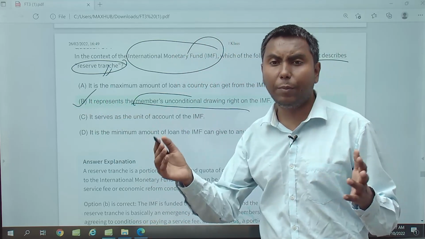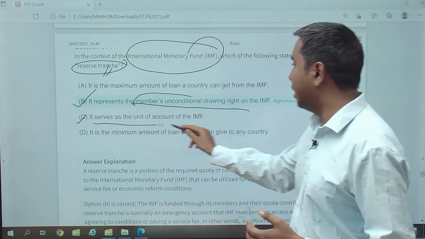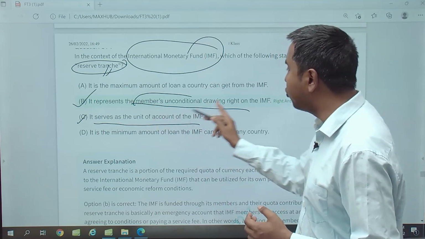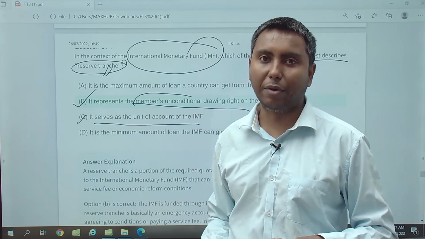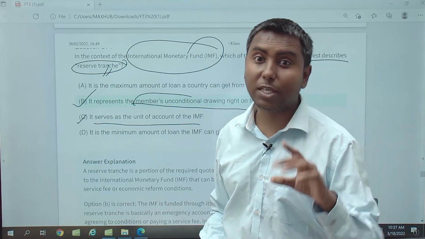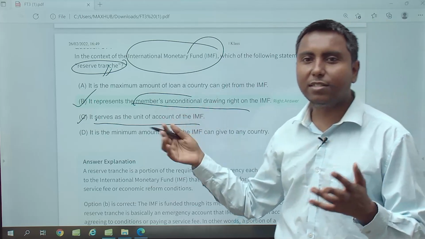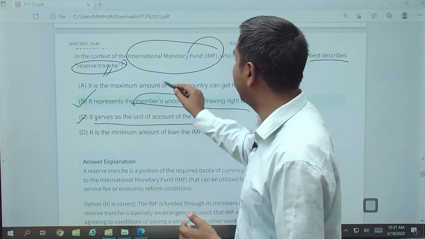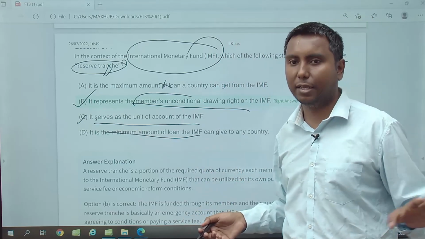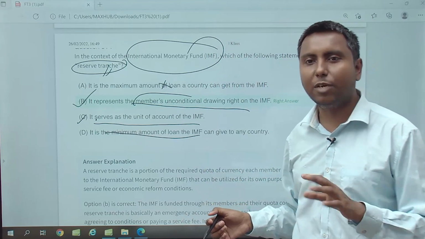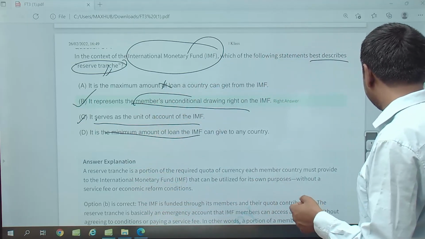Till reserve tranche, a member can borrow any amount. Then statement C, it serves as a unit of account of the IMF. What serves as a unit of account of the IMF? SDR, special drawing right. This is the definition of SDR. A and D were just statements to confuse you. Maximum amount of loan, there's nothing like that. Minimum amount of loan the IMF can give, there's nothing like that. So statements A and D were just cooked up statements to confuse you. B was the correct answer.